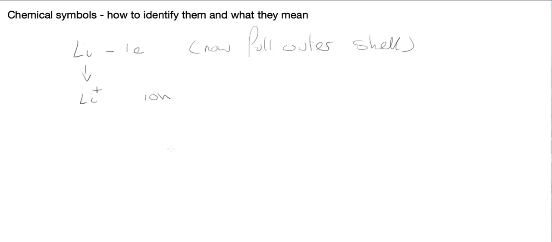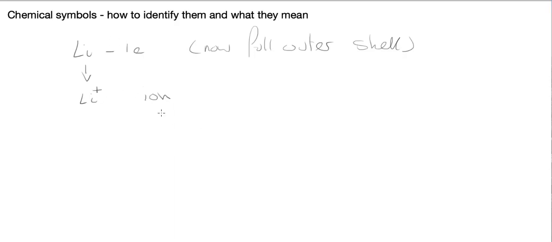So your lithium will give away an electron so it has a full outer shell. It just has those 2 electrons in the first shell. But in losing that electron, it still has the same number of protons, so it becomes a lithium ion. The ion has a positive charge.